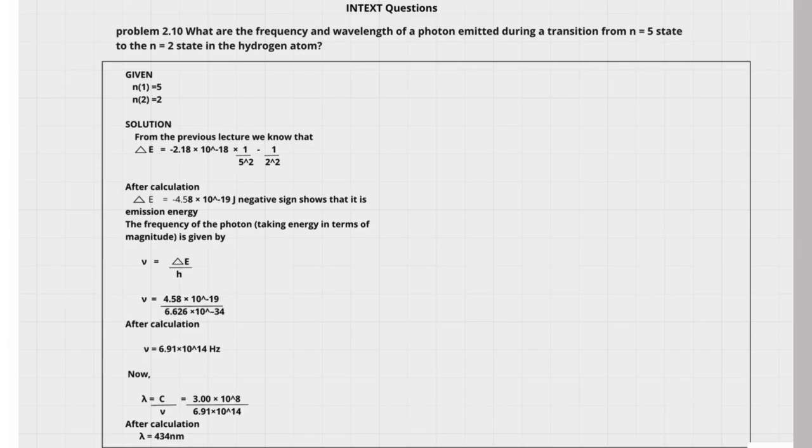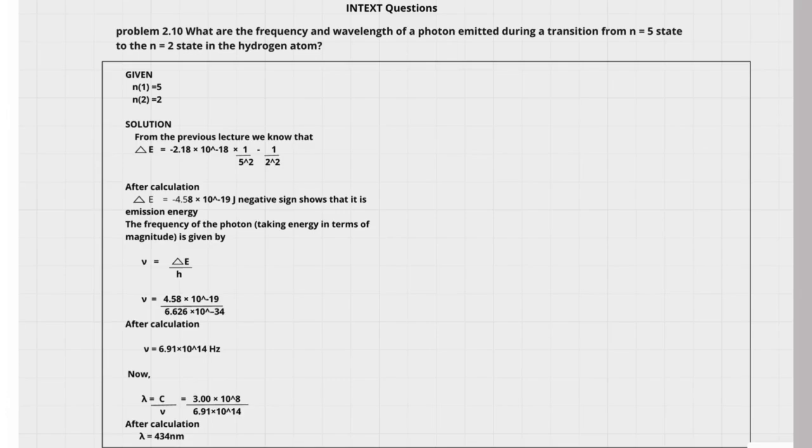After calculation, delta E equals minus 4.58 into 10 raised to the power minus 19 joules. Negative sign shows that it is emission energy. The frequency of the photon, taking energy in terms of magnitude, is given by frequency equals delta E divided by Planck's constant. Frequency equals 4.58 into 10 raised to the power minus 19 divided by 6.626 into 10 raised to the power minus 34. After calculation, frequency equals 6.9 into 10 raised to the power 14 Hz.